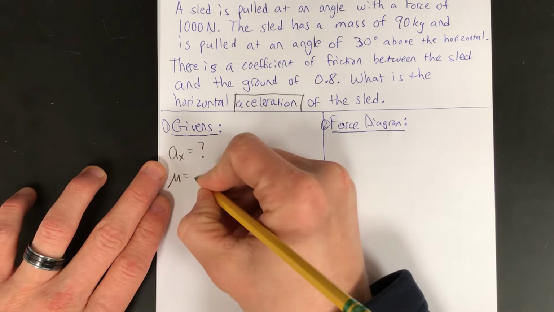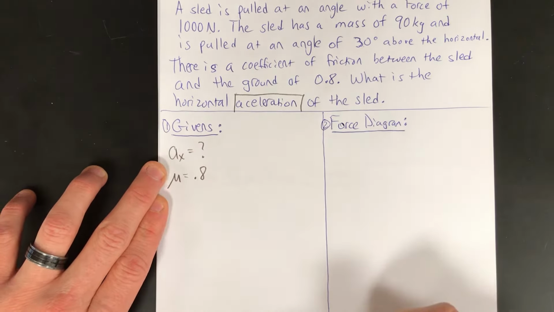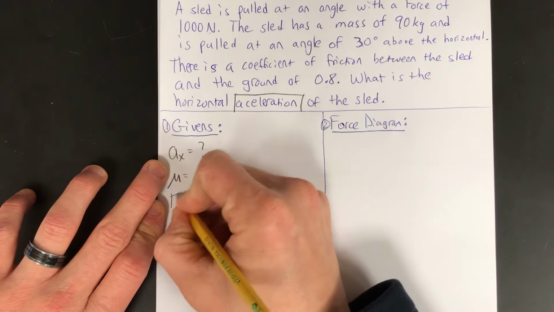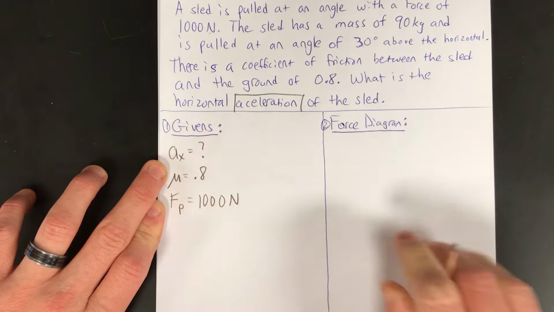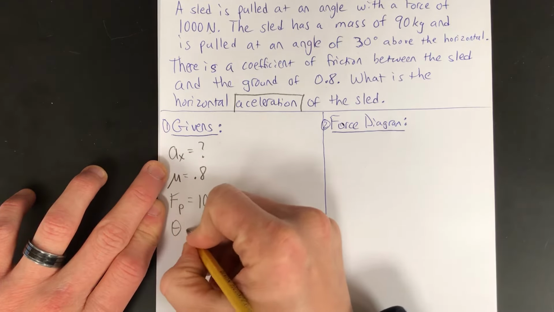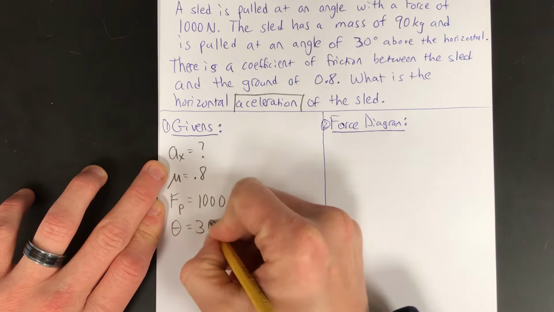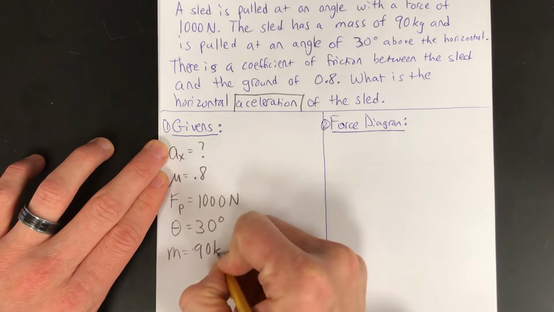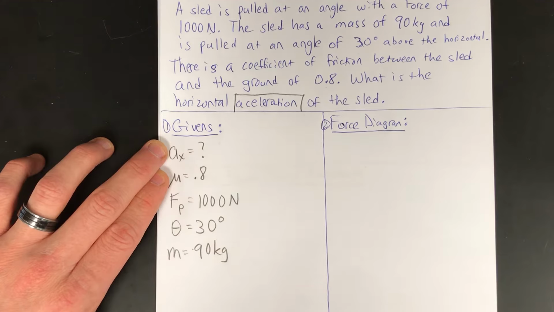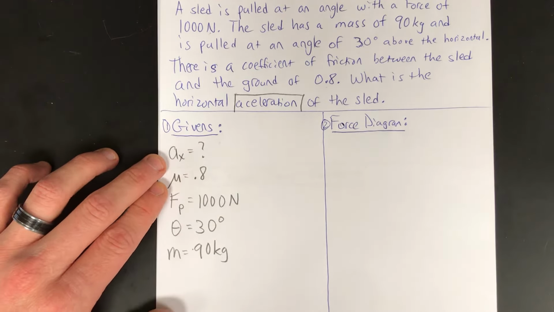Our coefficient is 0.8, we could list. Our force of pull is 1,000 newtons, and our angle is 30 degrees. The other thing we know is the mass of the sled is 90 kilograms. All right, so you could list your givens, and then we will start our problem.